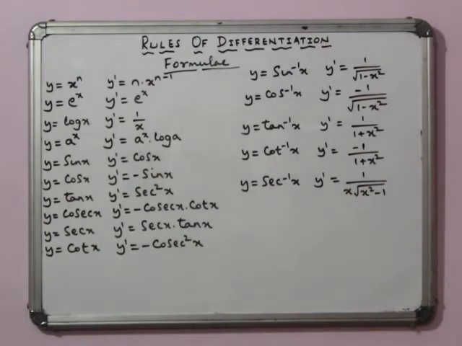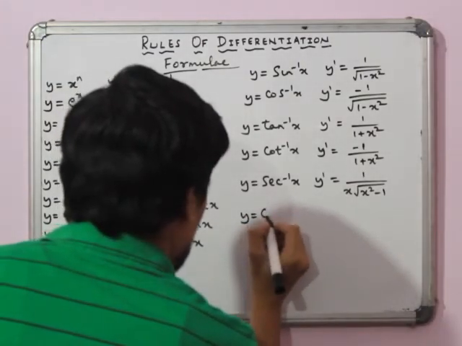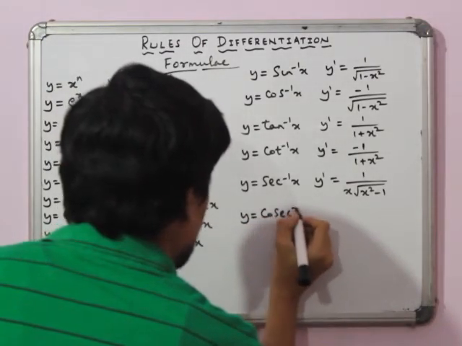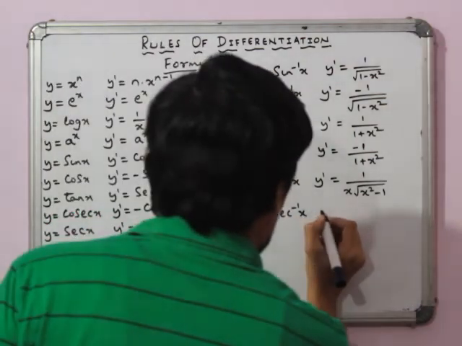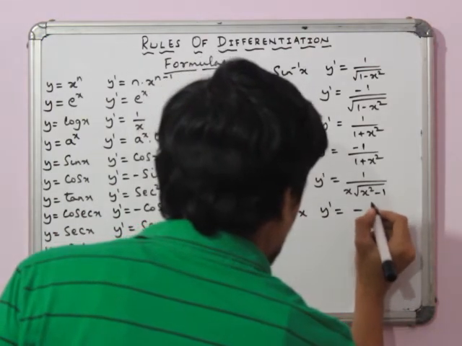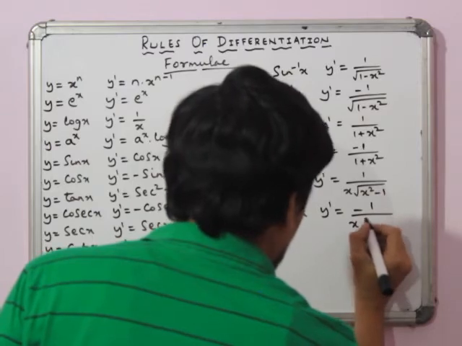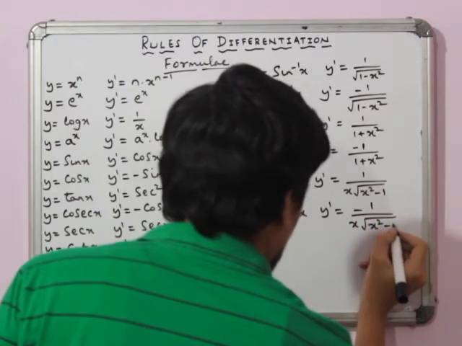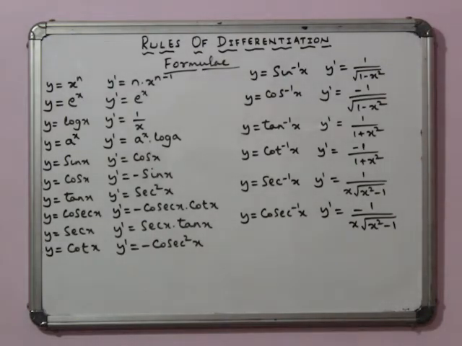Next one, the last inverse trigonometric function, y is equal to cosecant inverse x. The derivative of cosecant inverse x is minus 1 by x into root of x square minus 1. Okay. So you can observe here.